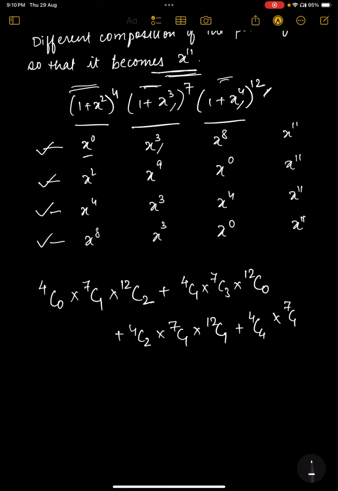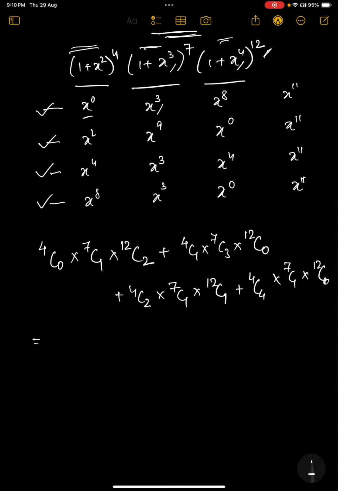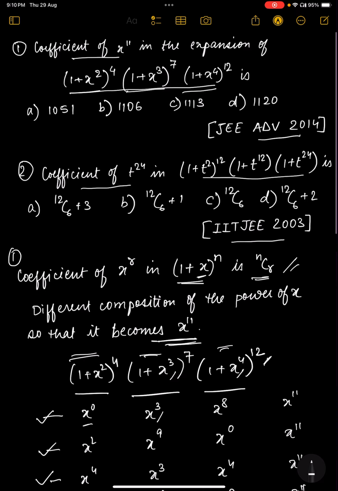into 7C1 into 12C0. Now this is a little tedious task which you have to do, but this is the challenge of exams like IIT JEE or JEE Advanced. So your computation skills should be also at the best. 462 plus 140 plus 504 plus 7, and this turns out to be 1113. Now let's see which option is correct, and we do find that option C is correct.